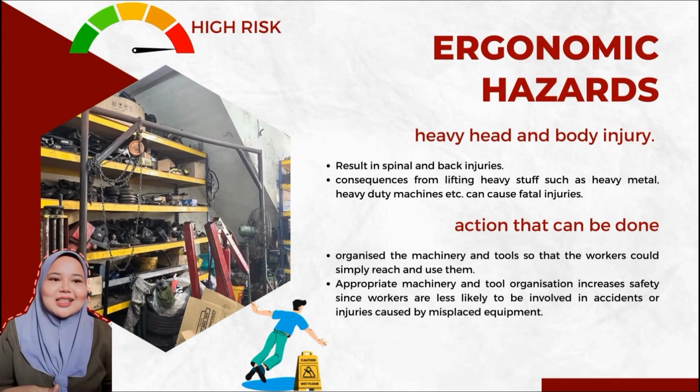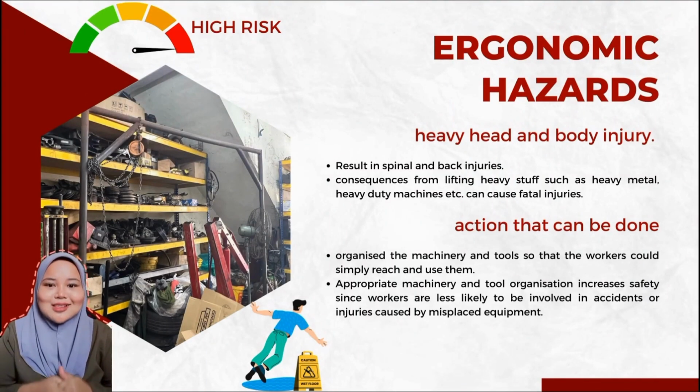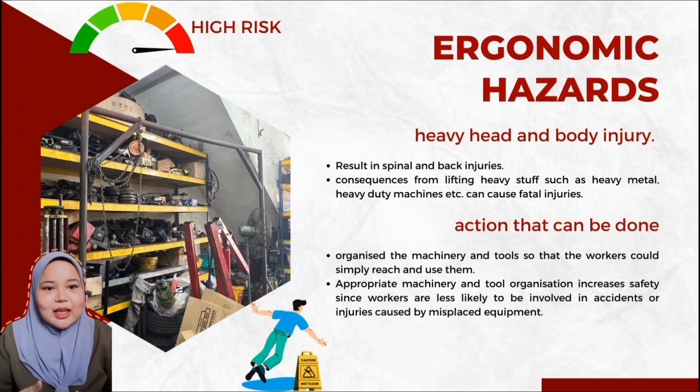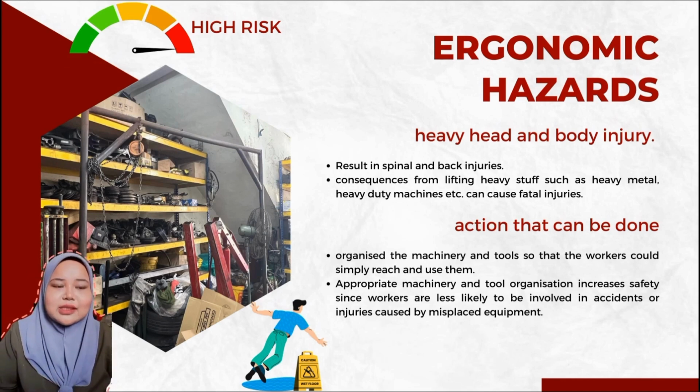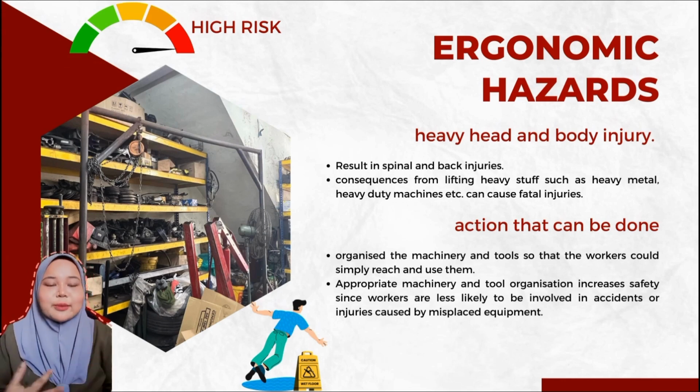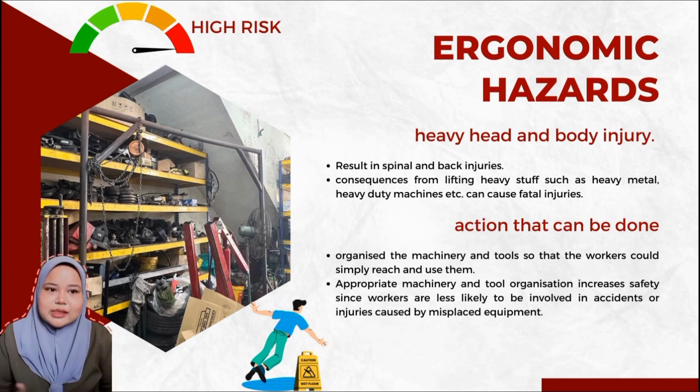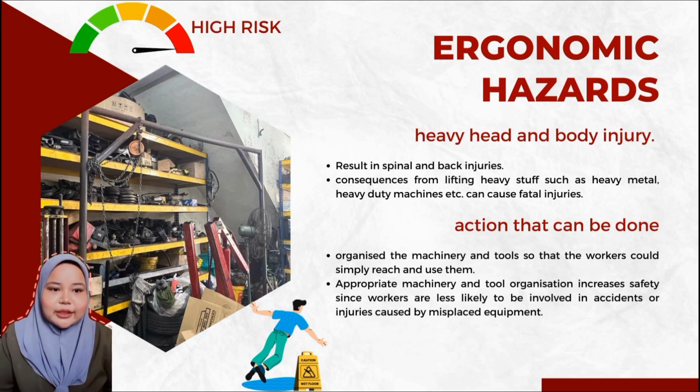The next hazard is an ergonomic hazard, which can be categorized as a high risk hazard. By the picture given, this is a type of machine that helps in lifting heavy stuff such as heavy metal, heavy duty machines, or engine parts of the car, which can result in spinal and back injuries and can cause fatal injuries in the workers. So the manager can take action by organizing the machinery and tools so that the workers could simply reach and use them.